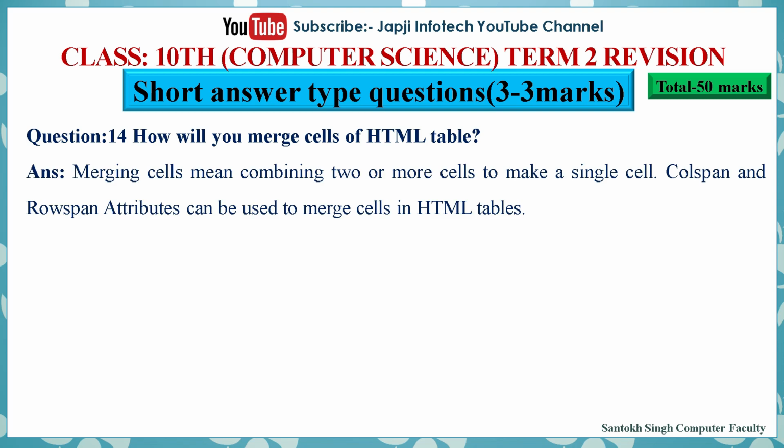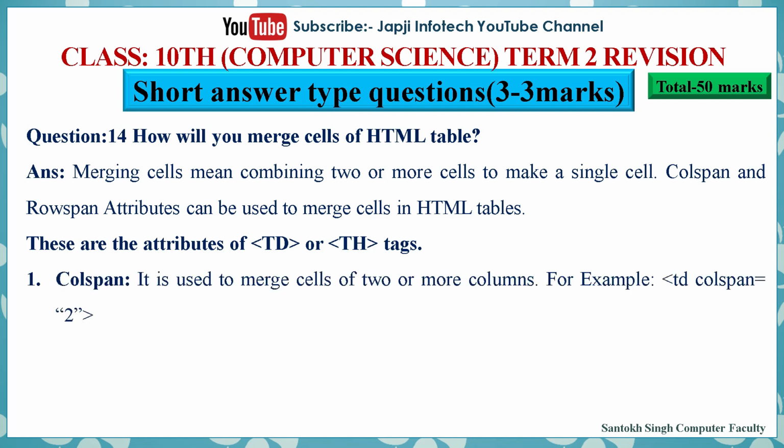So merging cells means combining two or more cells to make a single cell. Colspan and rowspan attributes can be used to merge cells in HTML tables. These are the attributes of the td or th tag. The first one is colspan. It is used to merge cells of two or more columns. For example, td space colspan="2", write its size, that is 2.